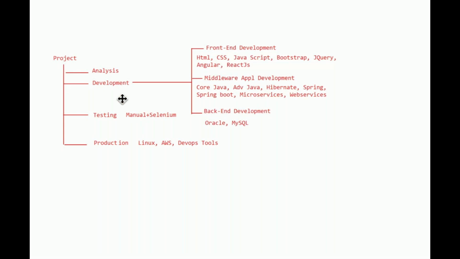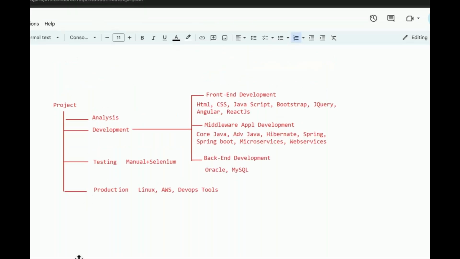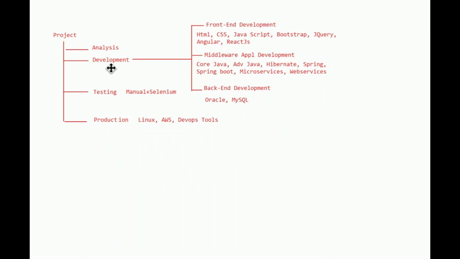Analysis, development, testing, production. Got it? What I'm telling there? First one is what there? Analysis. Next one is what there? Development. Next one is what there? Testing. Then what next one here? Production. Four phases are available in the preparation of project, in the process of preparing a software project.